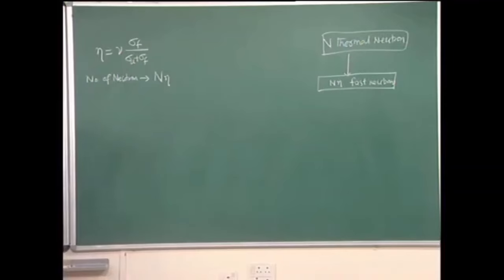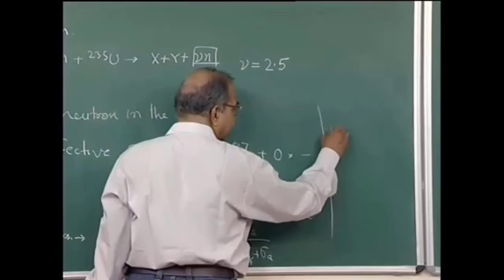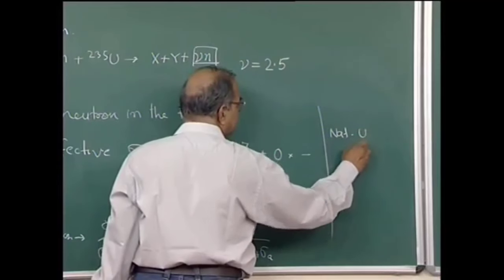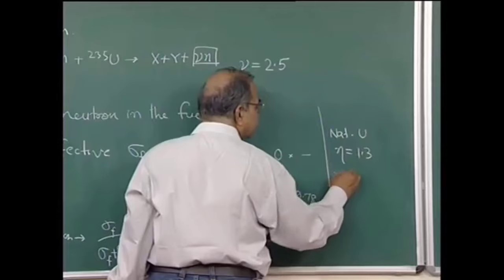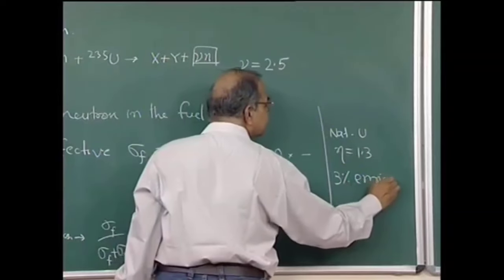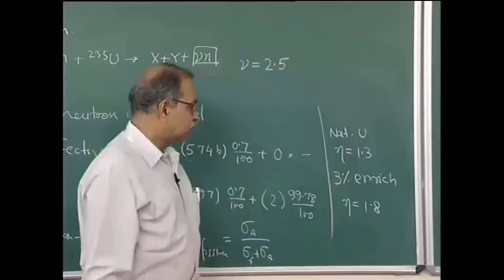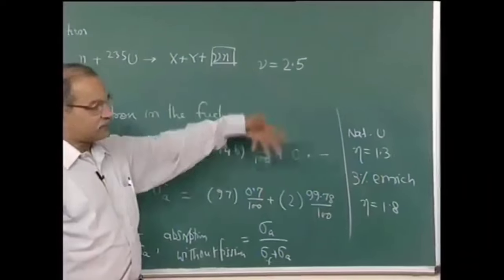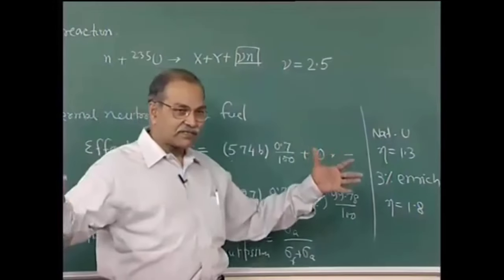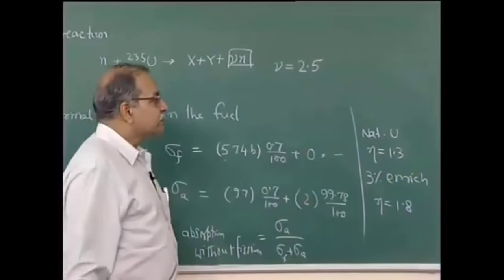Okay. So, you get this n times eta, and what are the typical values of eta? If it is natural uranium, this eta will be somewhere 1.3 or so. For 3% enriched, this will rise and this will be something like 1.8. So, that is the factor. So, it reduces from 2.5 by that. Remember, uranium-238 is in large quantity. So, it brings down this number drastically.